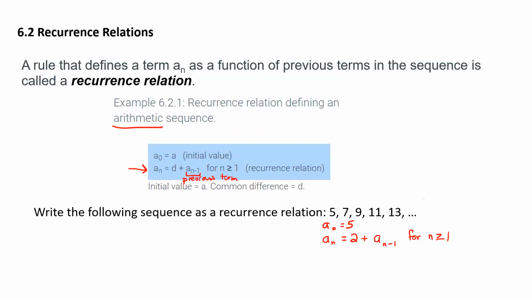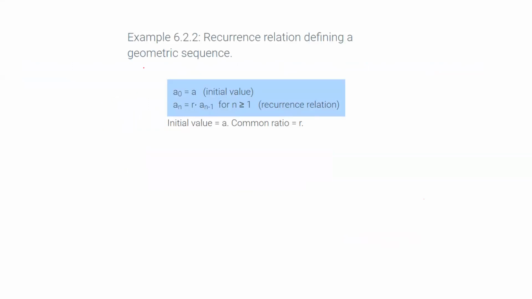Okay, so that would be taking an arithmetic series and writing it as a recurrence relation. Here's a geometric sequence that we'll write as a recurrence relation. So they're saying start with the initial value, that initial term, and then to get any term A sub n, we take the previous term and multiply it by r, which is that common ratio that we have for a geometric sequence.